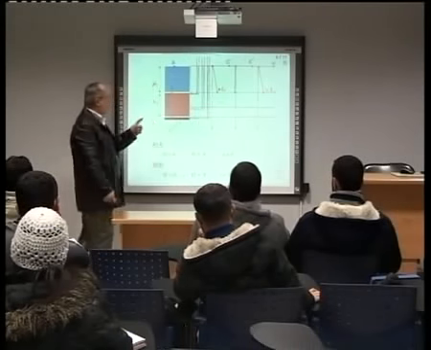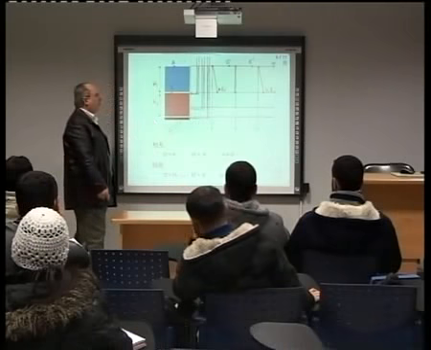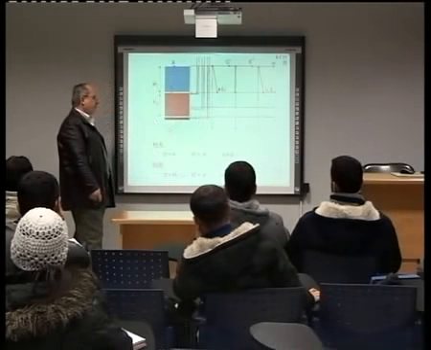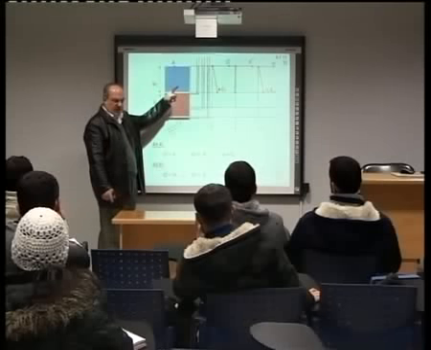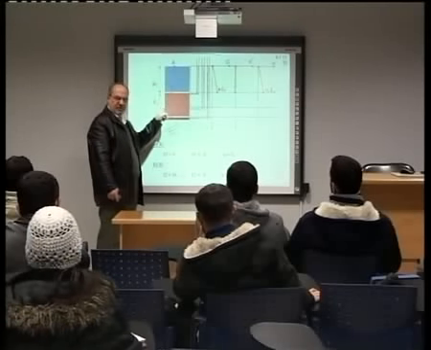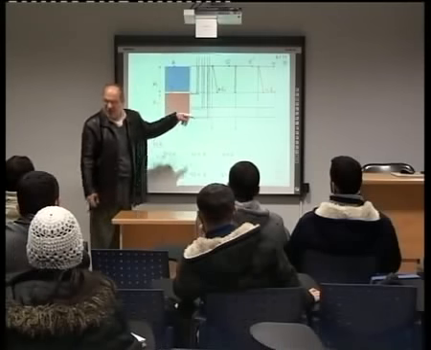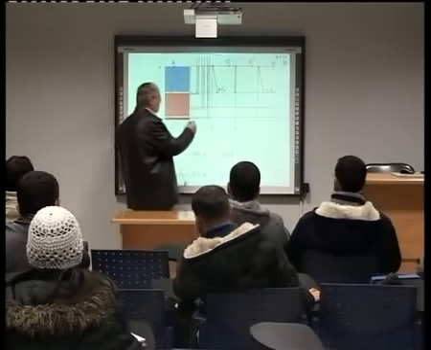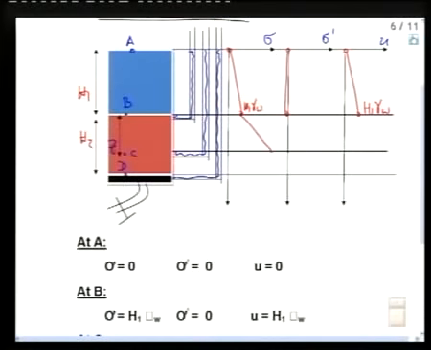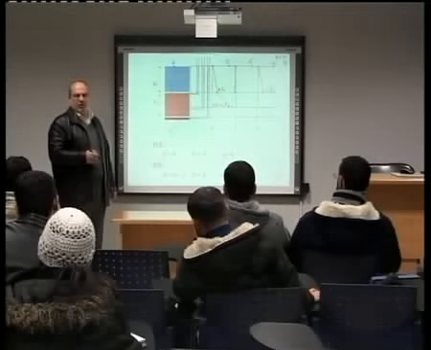Now let us go to point C at depth Z. What is sigma? H1 gamma water plus Z gamma saturated, because the soil here is saturated. So it will be H1 gamma water plus Z gamma saturated. That's right. What will be the pore water pressure?